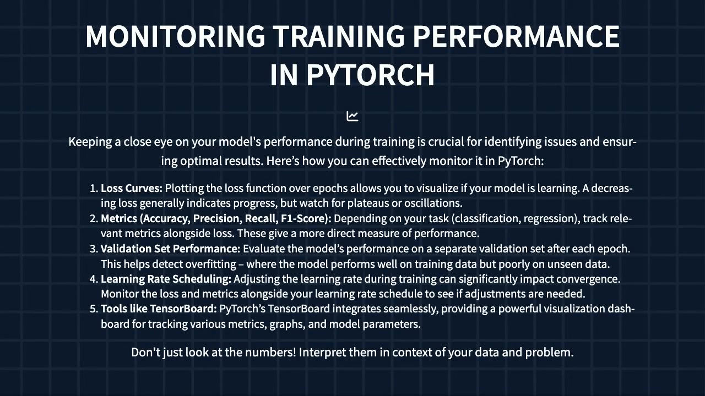Okay, let's talk about monitoring how your PyTorch model is actually learning. It's not enough to just train it, you need to see if it's making progress. One key thing is loss curves. These show you how well the model is minimizing its error over time. You want to see that loss steadily going down. Alongside loss, track metrics relevant to your task like accuracy or F1 score. And critically, always evaluate on a validation set. This will tell you if your model is just memorizing the training data instead of actually learning to generalize. Finally, don't forget tools like TensorBoard, which can make visualizing all that information super easy.